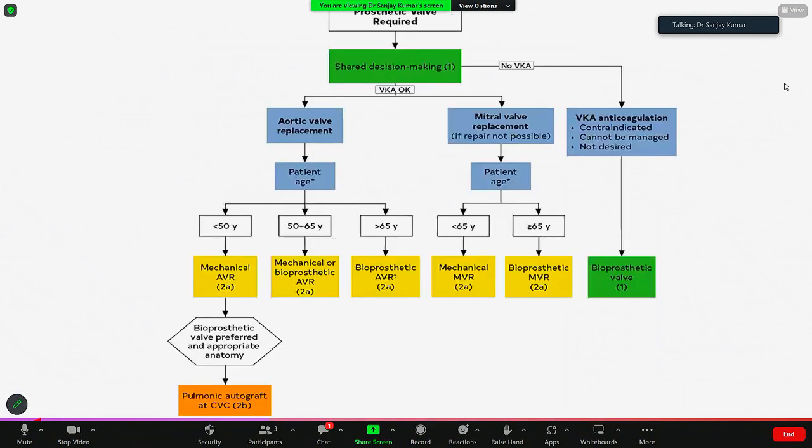So prosthetic valve, and again, I'll finish this one. How do we decide about whether we're going to use a mechanical valve or a bioprosthesis? So you look at the vitamin K antagonist, if they are okay for that, then in that case for aortic valve replacement we look at age: if it is less than 50, mechanical AVR; 50 to 65, mechanical or bioprosthesis; more than 65, it is the bioprosthesis. So that is the cutoff. It's a gray area, around 60 years we start deciding.